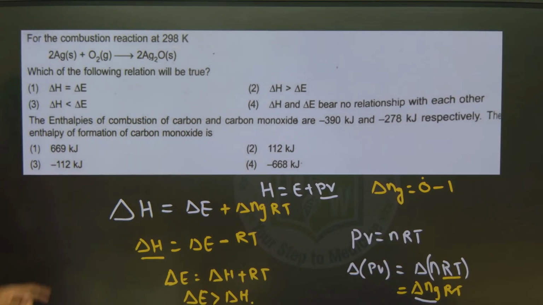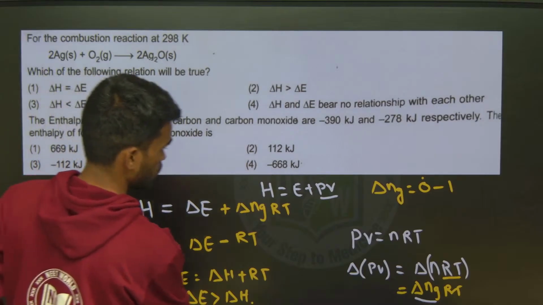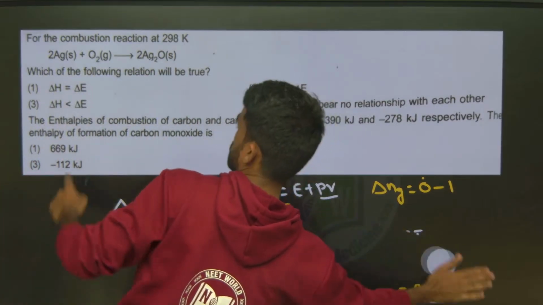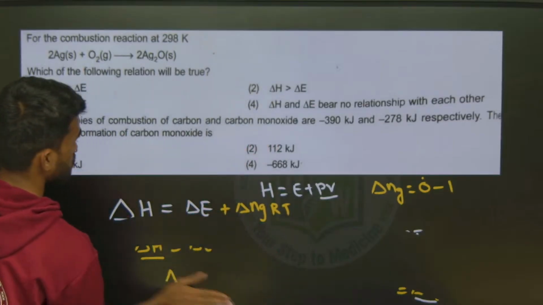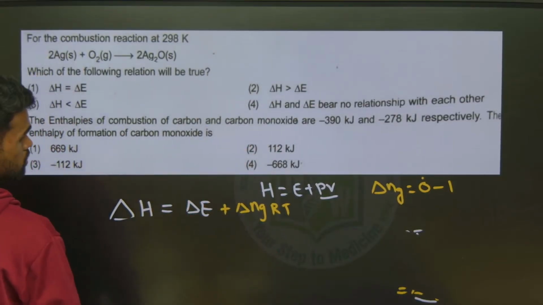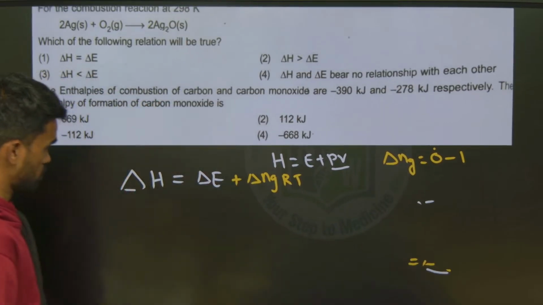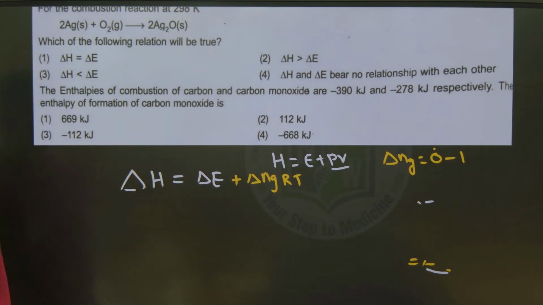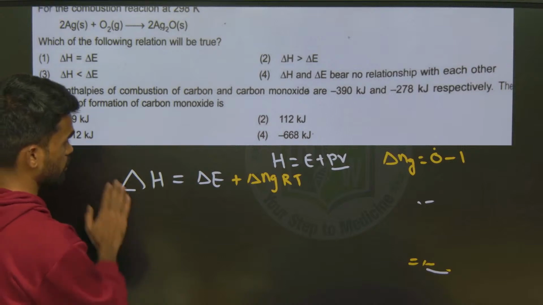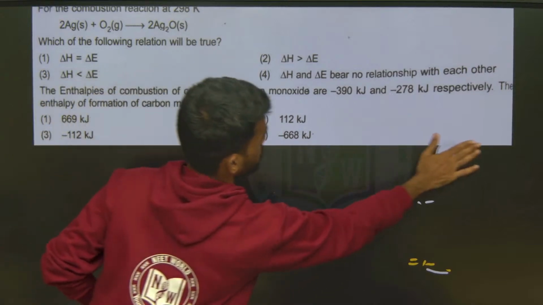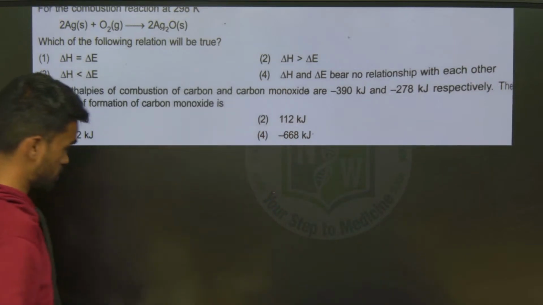Next, this one. Next, this one. Tell me. Conversion, nothing but reactant minus product. So the formation of carbon monoxide is asked. The enthalpy of combustion of carbon and carbon monoxide are given. Then the enthalpy of formation of carbon monoxide they are asking. Try it.